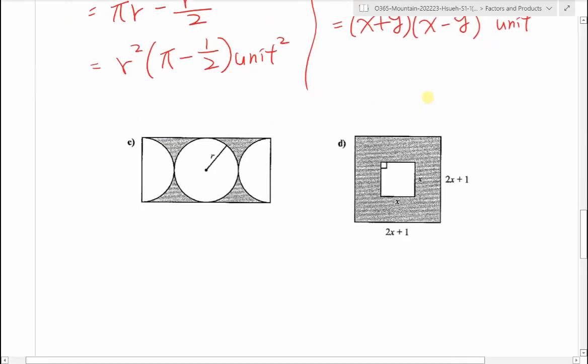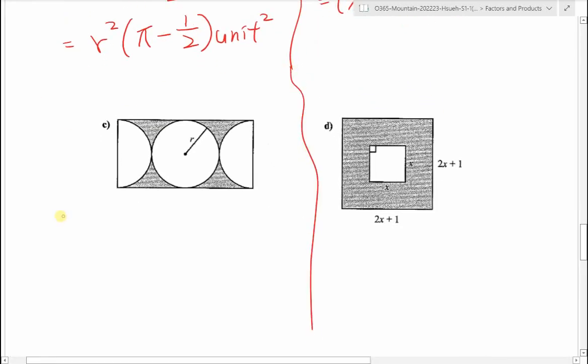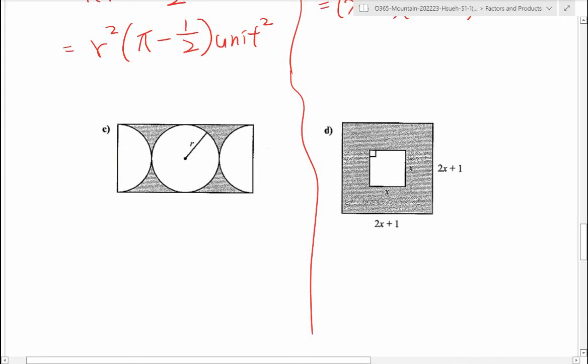Okay, so part C, like I said, is slightly trickier. What you have to notice is that you have two circles that are empty, and you have one rectangle. But it doesn't show us the side length for this rectangle. What we need to recognize is that the radius is r. We can draw a radius this way as well. So that's 1r. We can draw another radius right here, and another, and another. So in total, 4r.